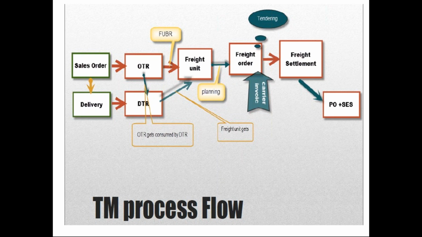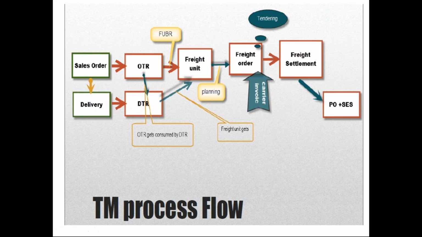You can see here, in a planning run, the planning will be done based on the freight unit. The output will be your freight order. The freight order is the document which is useful for subcontracting the carrier, and then a freight settlement document will be created in the TM system. The settlement document is nothing but an invoice we are going to create. So this is your normal TM flow, a high-level TM flow.